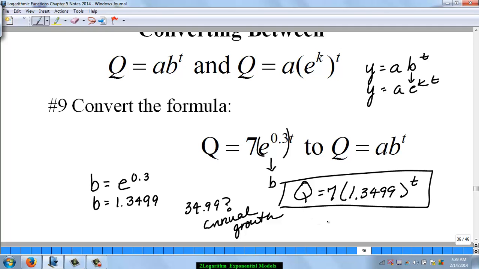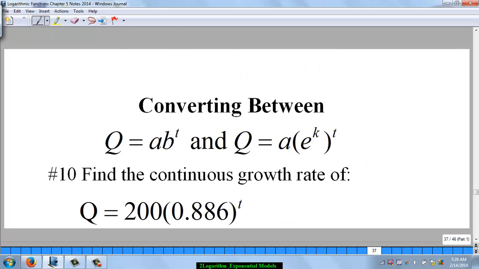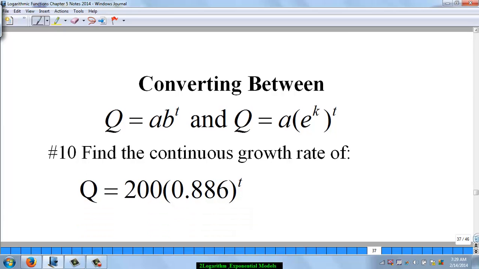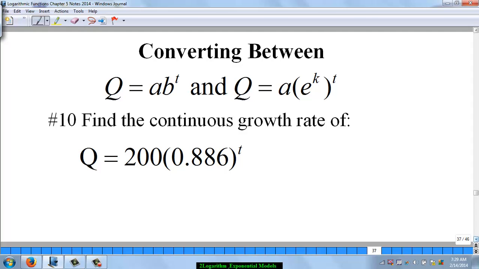All right. Let's do one more converting. They want me to find the continuous growth rate. So I have an a, b to the t. This is my b. And I know e to the k has to equal that. So I'm going to say e to the k equals 0.886. And because I know k is an exponent, I'm going to natural log both sides.